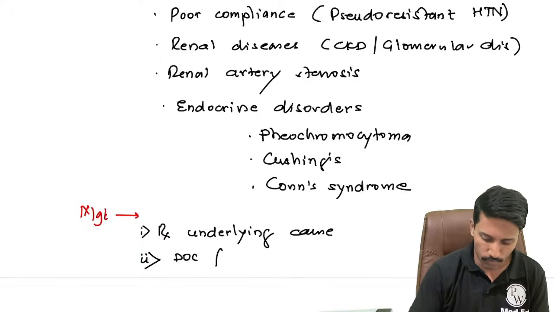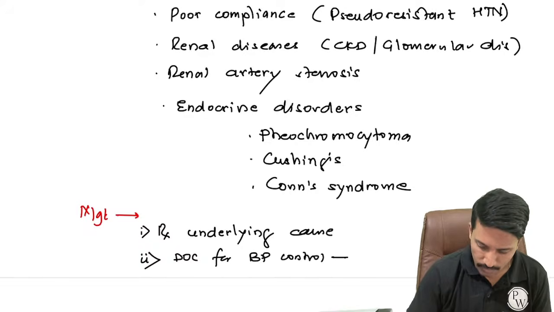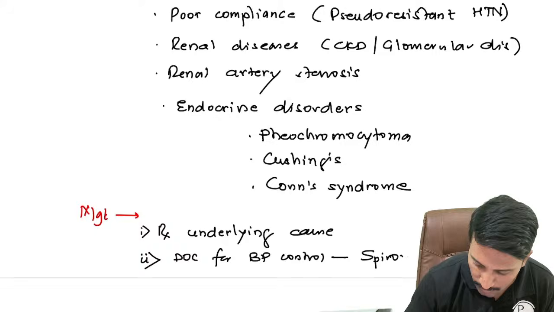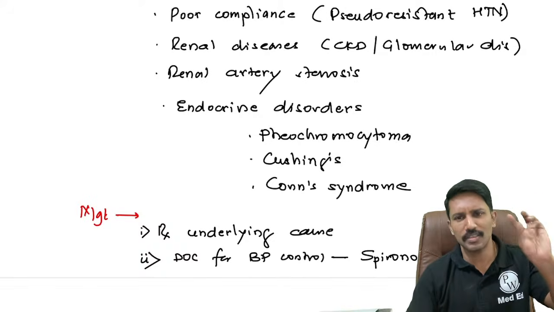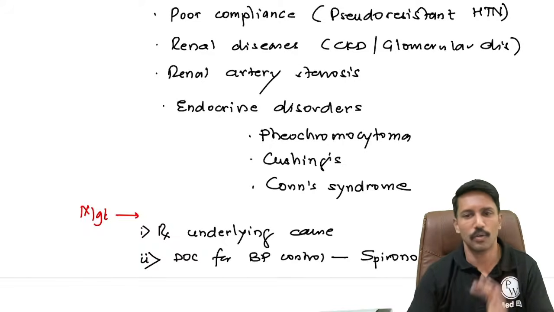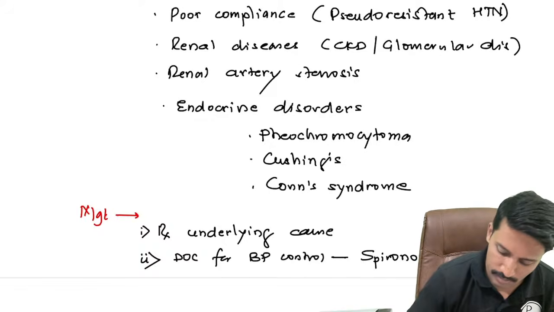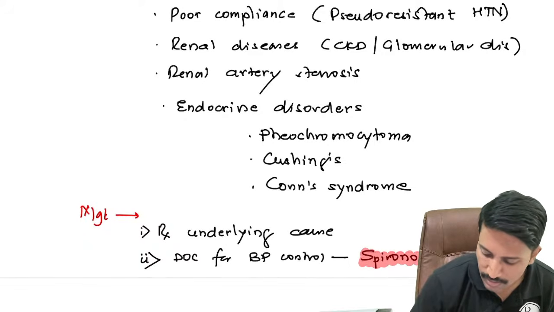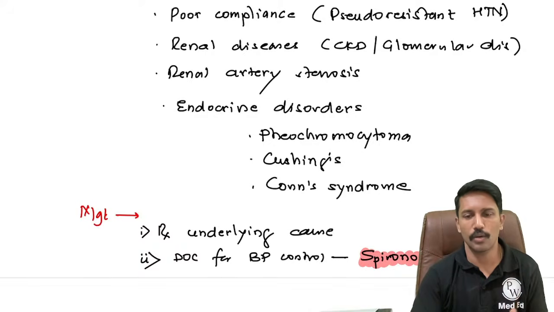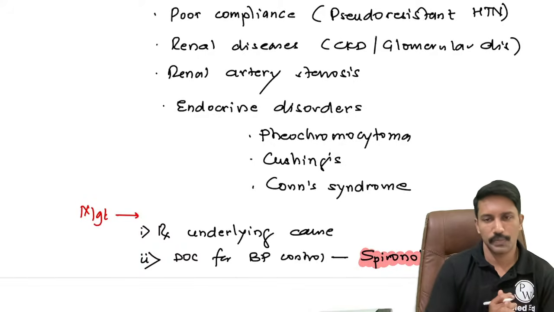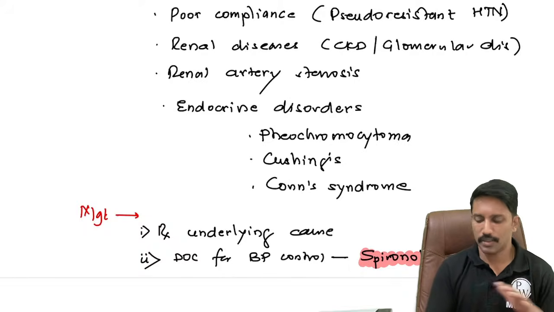of choice for BP control, which is spironolactone. That does not mean that I will control BP with spironolactone alone. Whatever 3 drugs the patient is already taking, I will add spironolactone to that. So adding spironolactone is the pharmacotherapy for resistant hypertension. Treating the underlying cause is the mainstay of treatment. So whatever they can ask from hypertension can be addressed from whatever we have discussed so far.